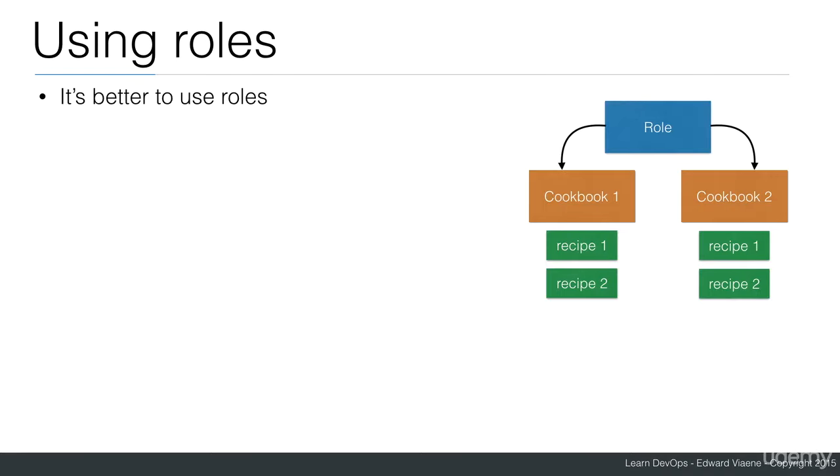As we did with Ansible, it's the same in Chef when it comes down to roles. It's better to use roles. It's better to split our recipe in multiple files to improve readability and maintainability. To do so, we need to create a file.